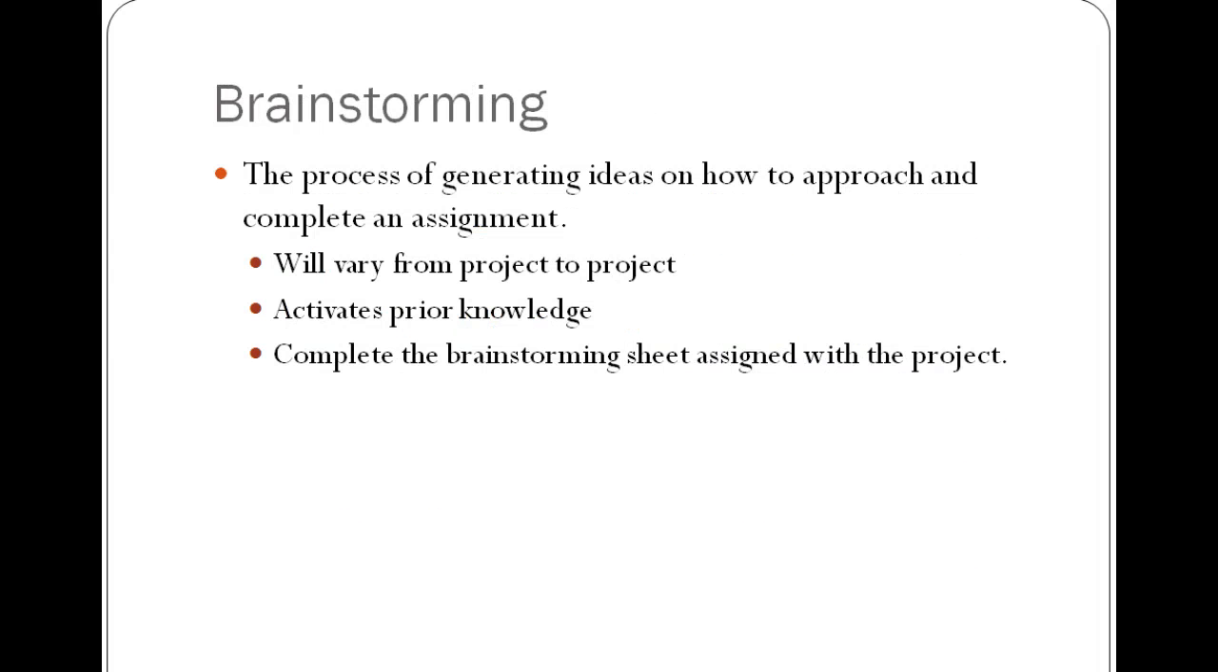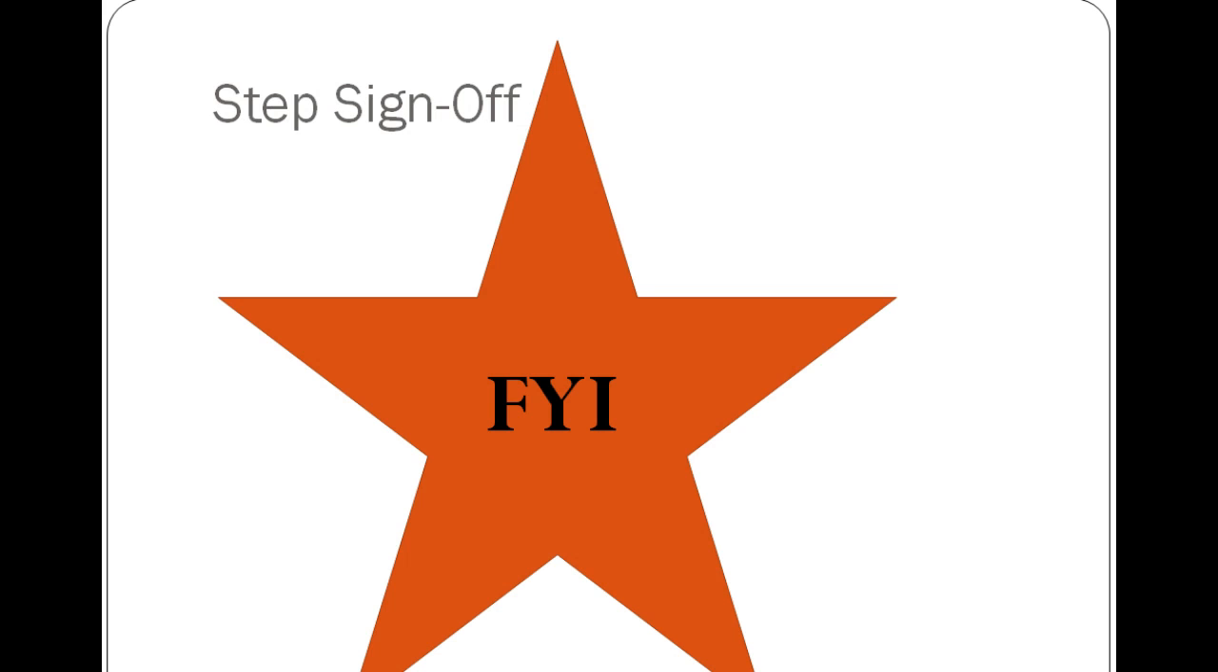Okay. The next part of the pre-writing process, after you've clarified, is brainstorming. This is just getting ideas on how to approach and complete the assignment. How you brainstorm is going to vary from project to project. It will activate your prior knowledge, and you will have a brainstorming sheet to complete with the project.